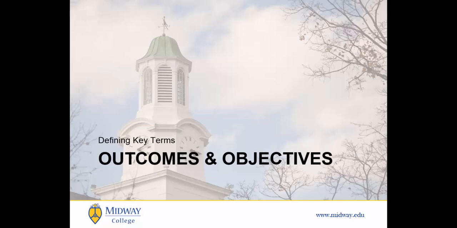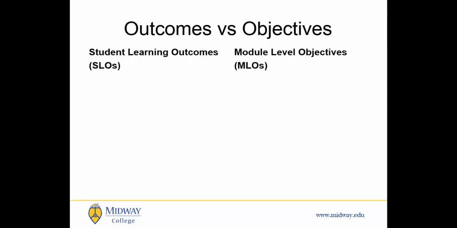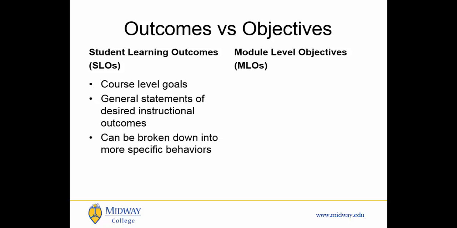The first part of this presentation will define key terms, outcomes, and objectives and illustrate their relationship within the course components. Much confusion exists about the definition of outcomes and objectives. Part of the confusion results from the fact that the terms are often conflated even in the literature. For the purpose of this presentation, we will define student learning outcomes, SLOs, as the course level goals that are usually communicated to your student in the syllabus. They are general statements of desired instructional outcomes and can be broken down into more specific behaviors.